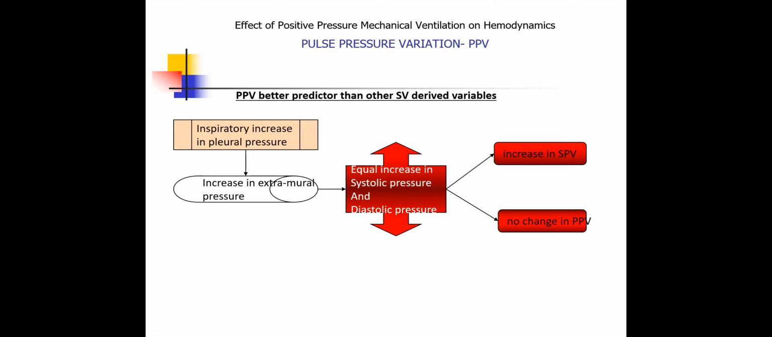In hypovolemia, these will be exaggerated. That exaggeration we can interpret as fluid responsiveness. There we can get an appreciable change in pulse pressure variation.